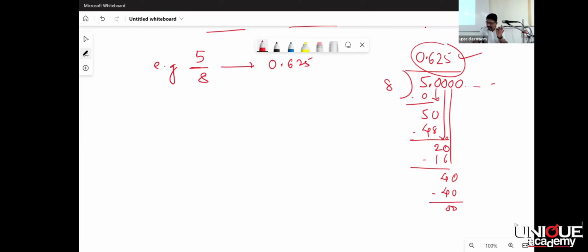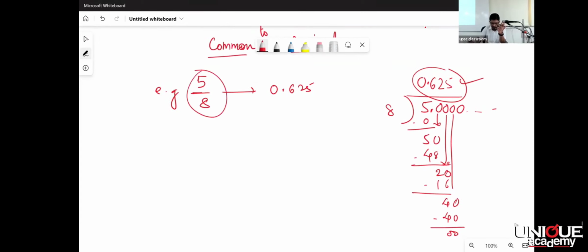So as soon as you get a common fraction like 5/8, the number in the denominator itself tells us whether it will be terminating or recurring. Let me tell you how. Here we have 0.625, which is a terminating decimal fraction.